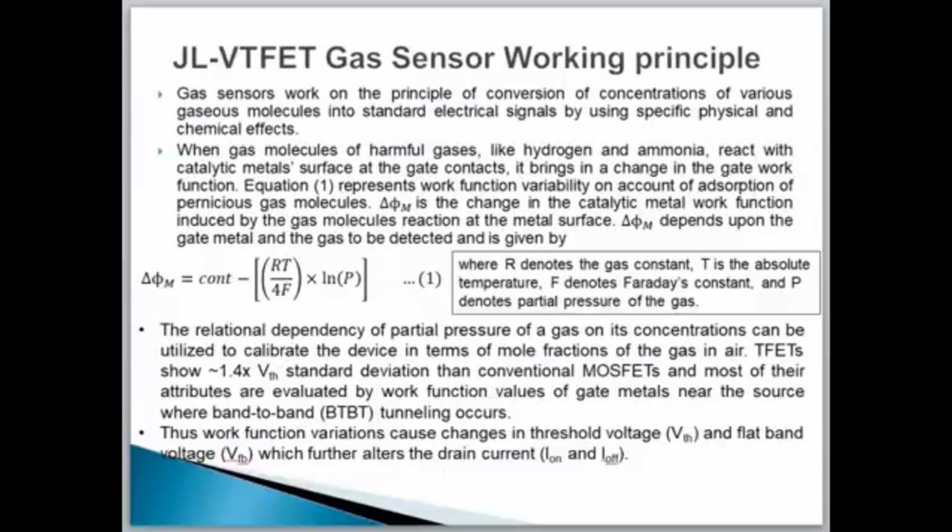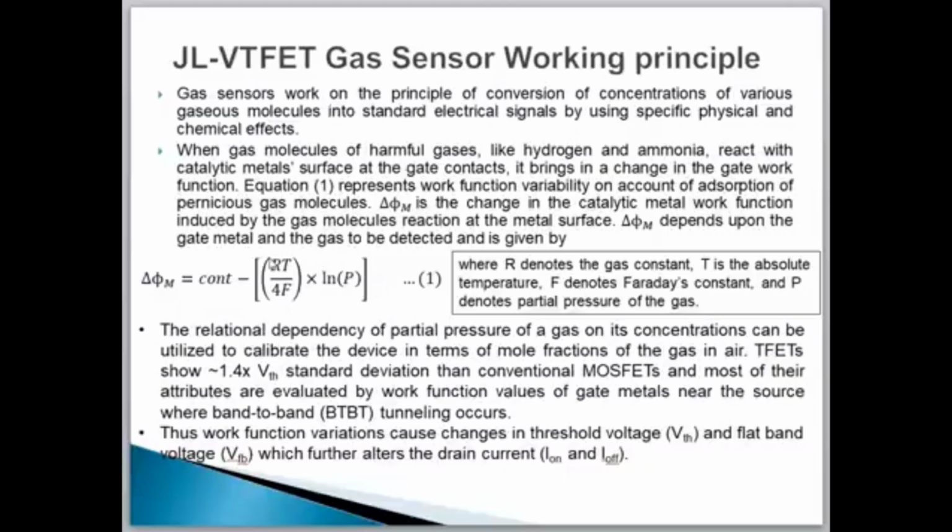Equation 1, this one, represents the work function variability on account of absorption of pernicious gaseous molecules. Delta phi m is the change in the catalytic metal gate work function induced by the gas molecule reaction at the metal surface. Delta phi m depends upon the gate metal and the gas to be detected and is given by the formula of delta phi m, this one. This is the continuous work function, minus this factor.